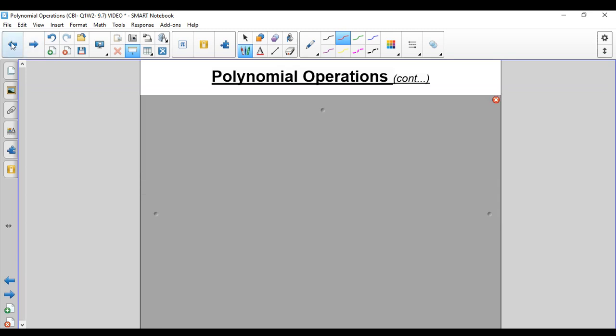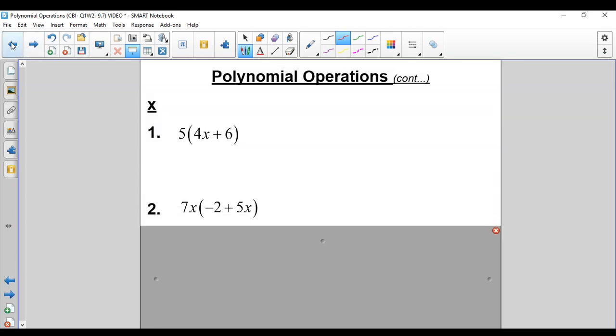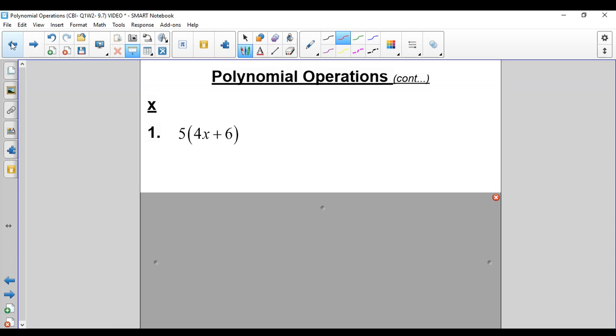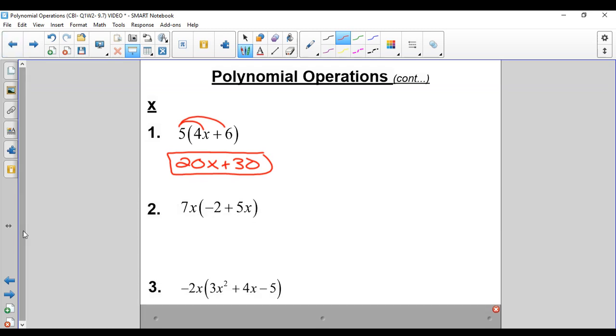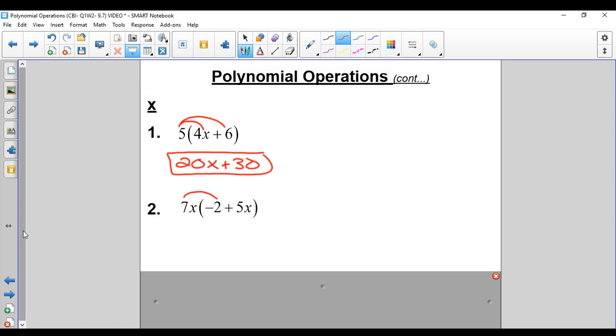We look at multiplication next. First one, we are just going to distribute. So we go 5 times 4x, 5 times 6. So we get 20x plus 30. We're done. Hopefully not a big deal with these ones. Just dealing with the x's may trip us up, if anything. 7x times negative 2 is negative 14x. 7x times 5x is 35x squared, though, we have 2 x's in that now. And we're done.